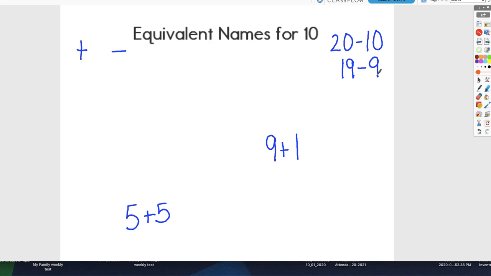Hey, Derek, put your lid on top of your marker so it doesn't dry out. All right, what else can we do to name the number 10?